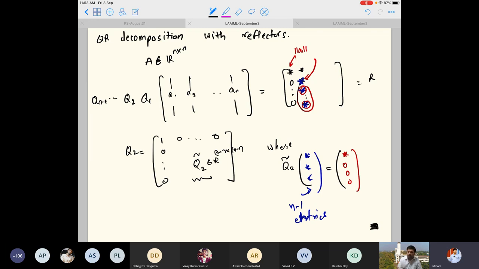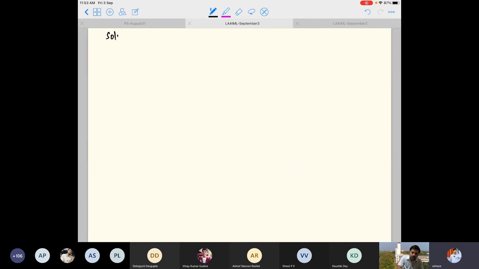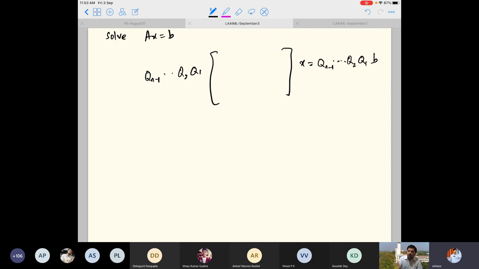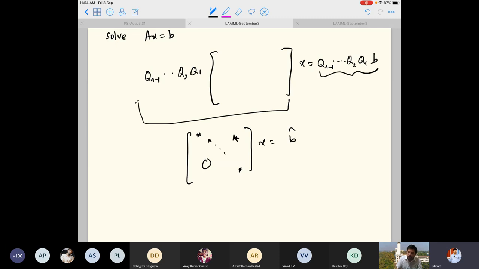So once you achieve this QR decomposition, if you want to solve the system of linear equations, solve Ax is equal to B, and you do not want to explicitly compute the Q and R matrices, then what will you do? You have this matrix A, then you apply Q1, you apply Q2, so on and so forth, up to Qn minus 1, into X. So this whole product is basically the upper triangular matrix R, right? So you get this upper triangular matrix R with zeros and star, into X is equal to this right hand side, which I call B tilde, right?